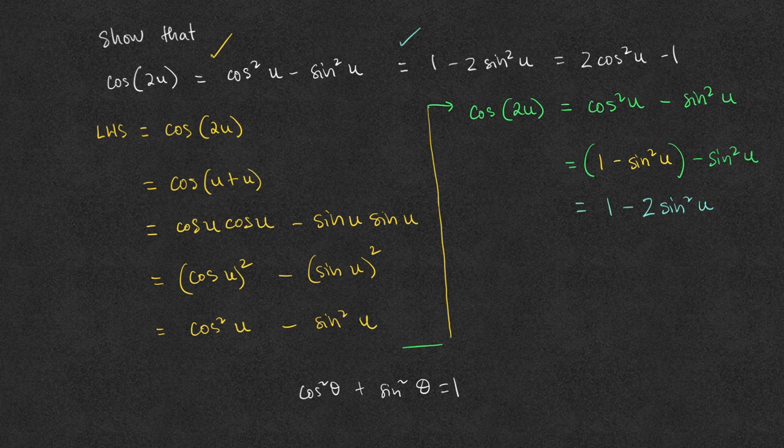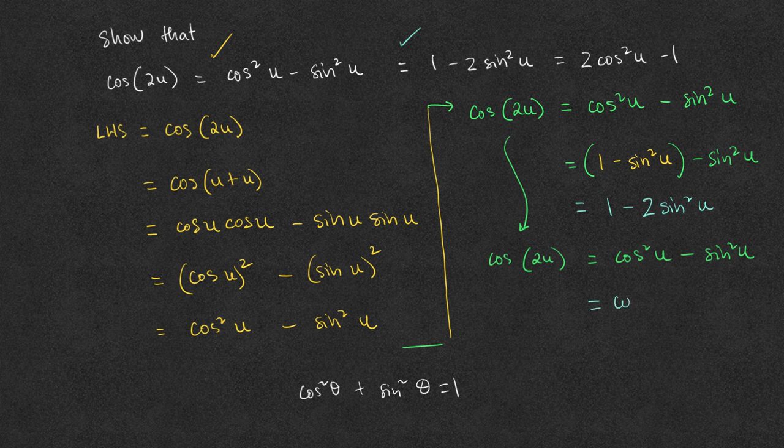Now, we start with the same result. Cosine of 2u equals cosine squared of u minus sine squared of u. But for the last expression, there is no sine, so we will replace sine with an expression in terms of cosine. Isolating sine squared, we have sine squared equals 1 minus cosine squared.